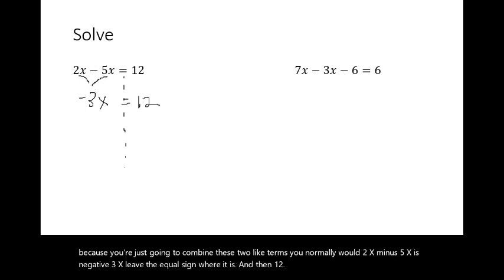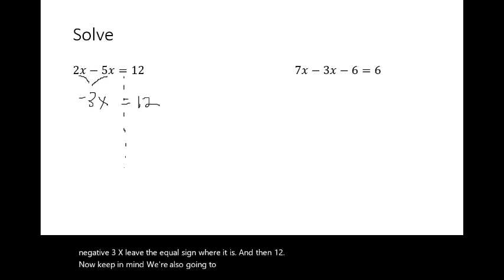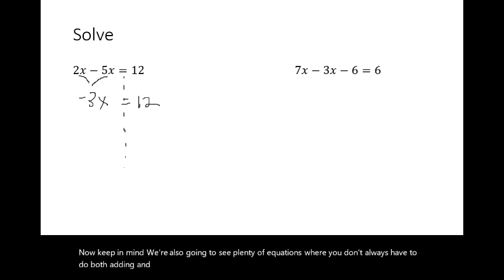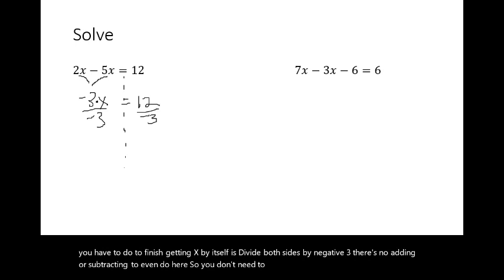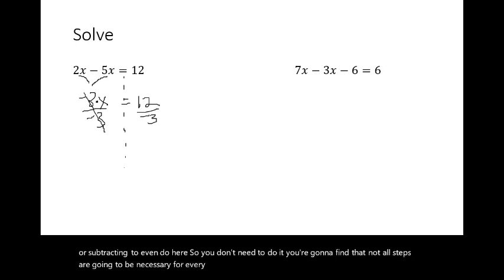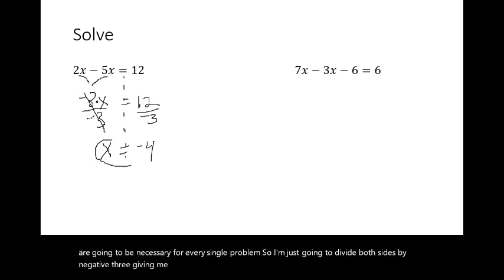Now keep in mind, we're also going to see plenty of equations where you don't always have to do both adding and subtracting and multiplying or dividing. In this case, the only thing that you have to do to finish getting x by itself is divide both sides by negative 3. There's no adding or subtracting to even do here, so you don't need to do it. You're going to find that not all steps are going to be necessary for every single problem. So I'm just going to divide both sides by negative 3, giving me x equals negative 4 as a final answer.